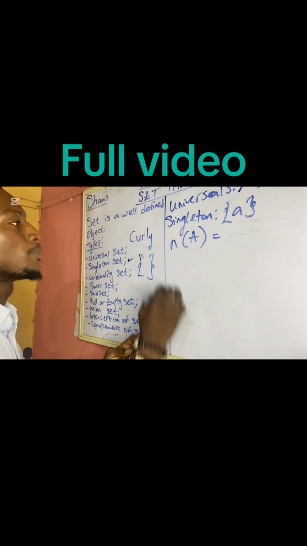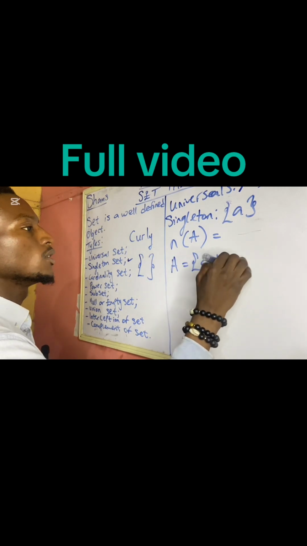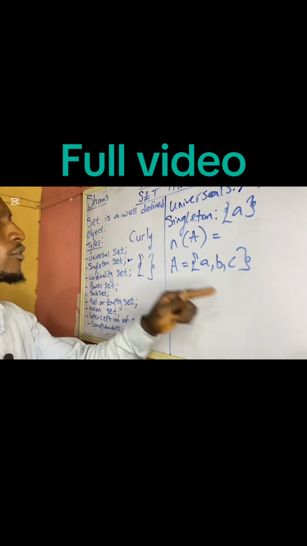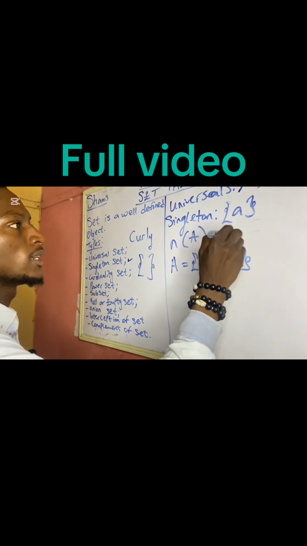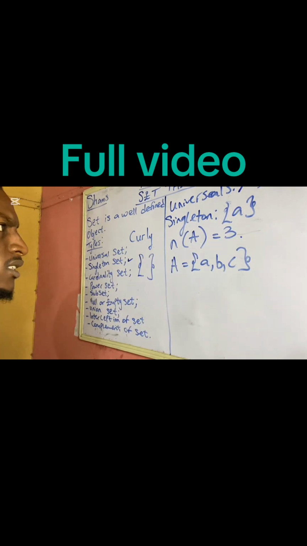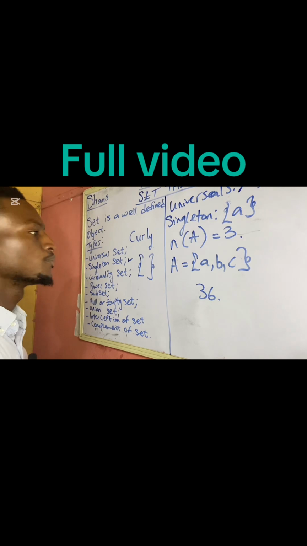Let's take for instance set A, capital letter A, equals maybe 5, it might be 8, depending on what A is. For instance, if A equals {a, b, c}, that means the cardinality of A will be the number of elements in A, which is what? 1, 2, 3. So the answer here is just 3. Very simple, right? That means if they ask you, what is the cardinality of the set of states in Nigeria? That's what? 36. Very, very simple.